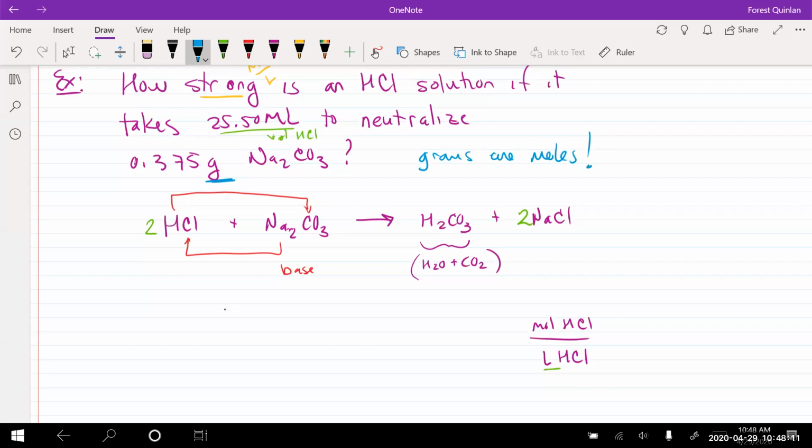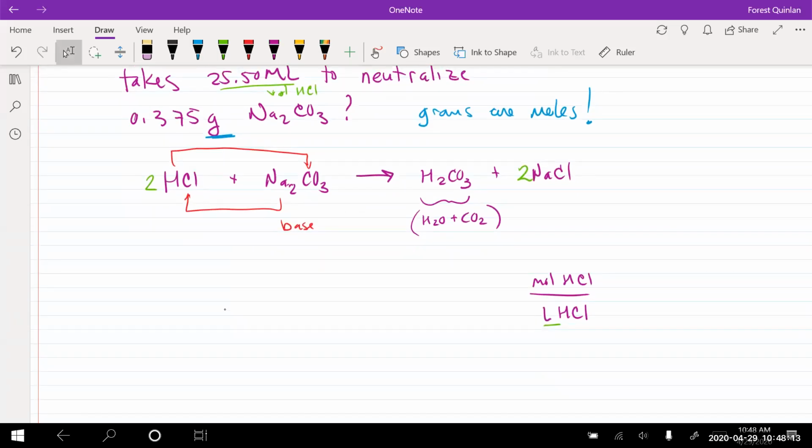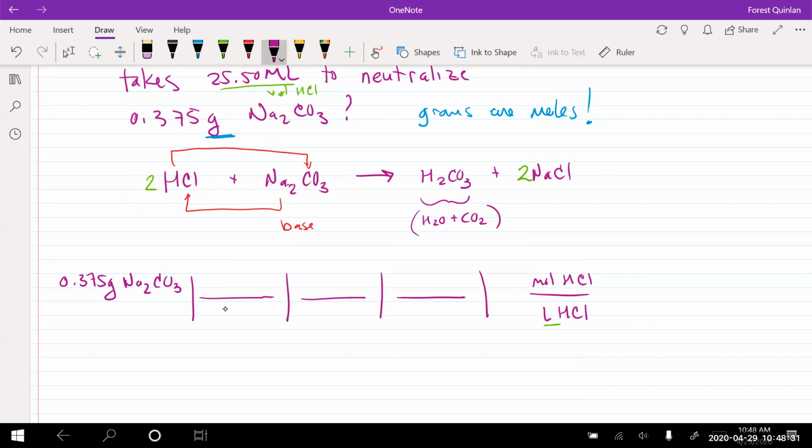So what we're going to do is start with those grams and work our way out. So we're going to start with 0.375 grams of Na2CO3. And we're going to realize this is a mass to mole to mole to molarity problem. Nothing is different here, guys. We're just starting and ending in different spots.